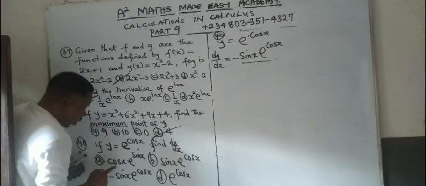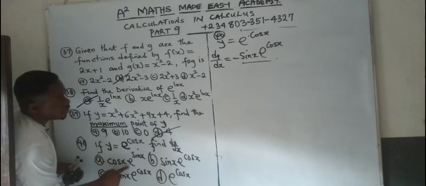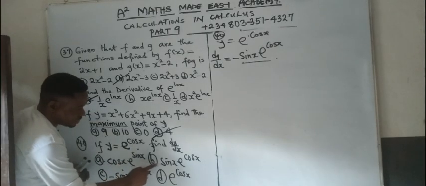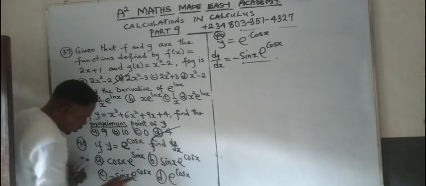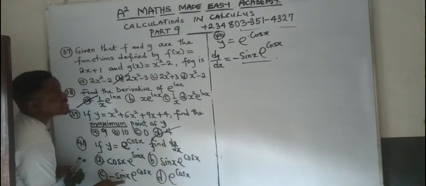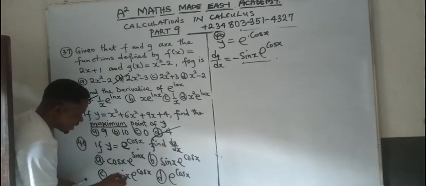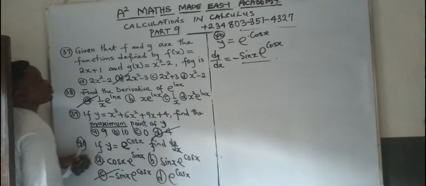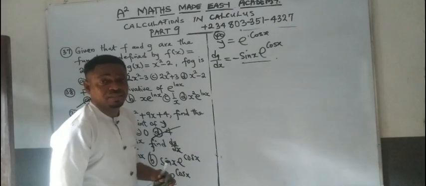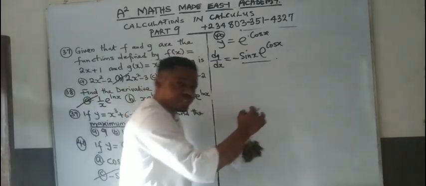Let's observe. Option A says cos x exponential. No. Option B says sin x exponential. No. Option C says minus sin x exponential cos x. Wow. The correct answer is option what? C. Do you understand? Now, the question, what if it is theory?